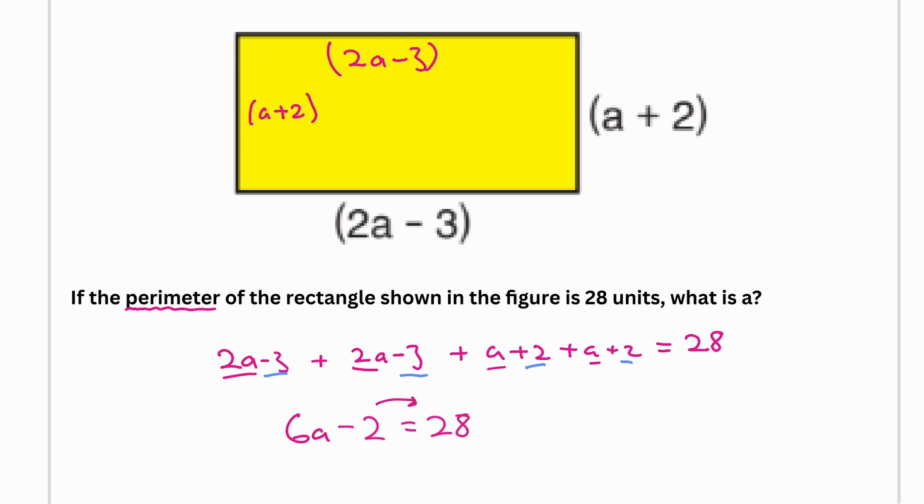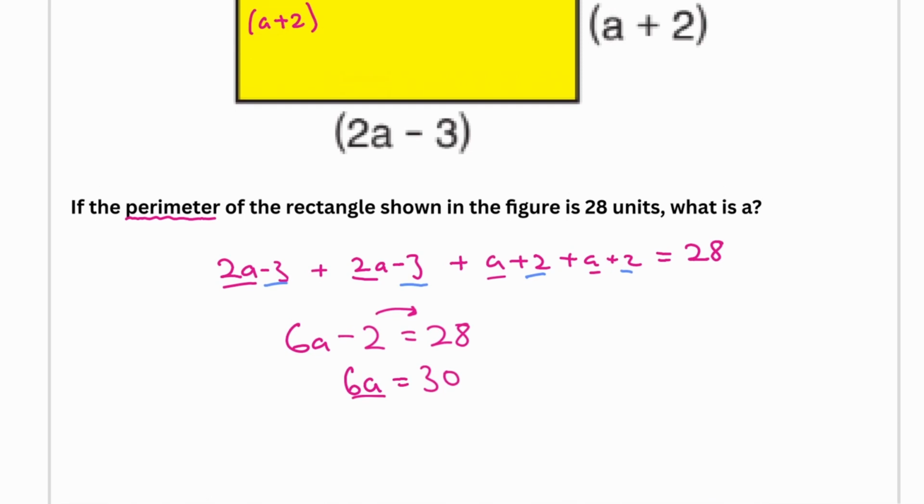Now let's do what we've been doing. Send the negative 2 to the other side as positive 2. 6a equals 28 plus 2, which is 30. Divide both sides. Let's go a little bit down. Divide both sides by 6. And now we have a equals 5.